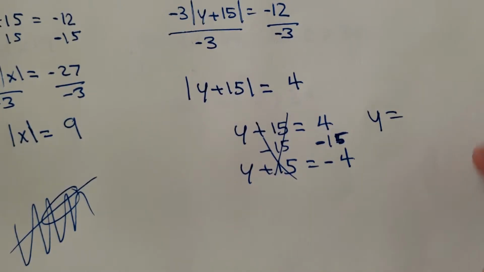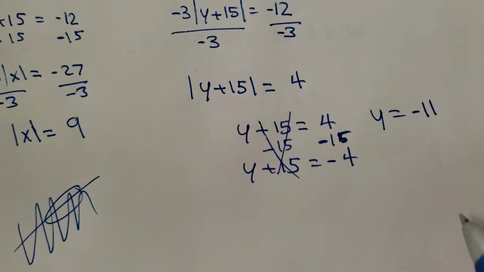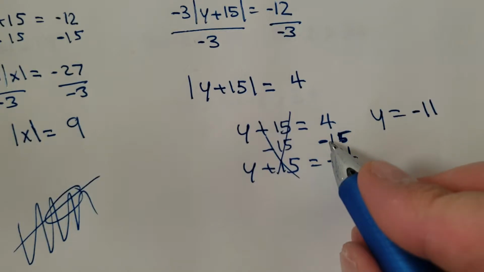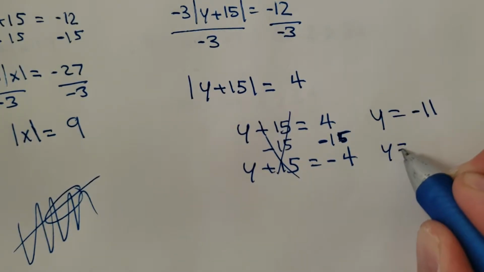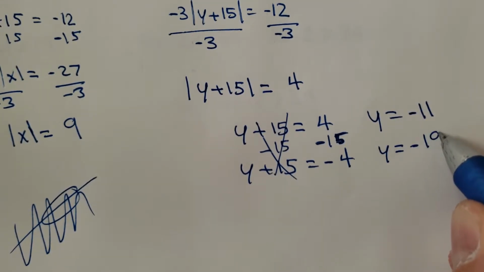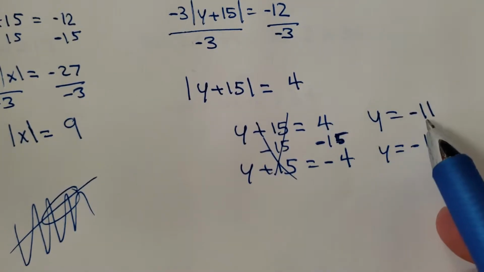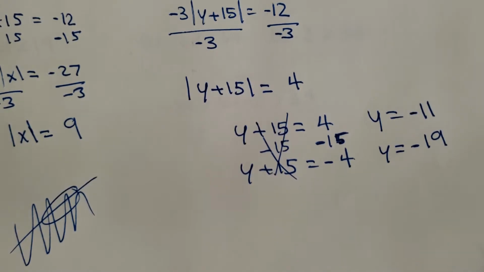So 4 minus 15 would get you to a negative 11. Negative 4 minus 15 would get you to y equals negative 19, I believe. Yeah, there we go. 4 minus 15, negative 11. Negative 4 minus 15, negative 19.